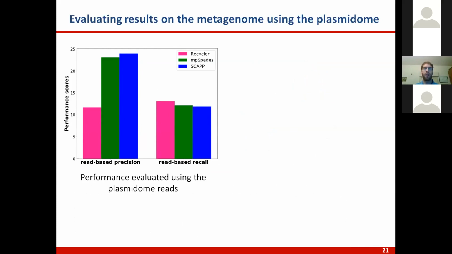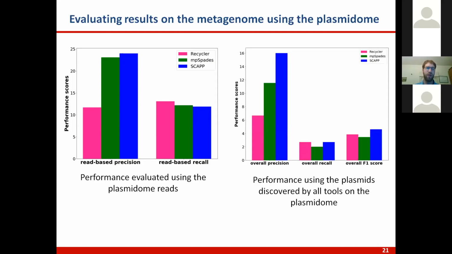Using the parallel data set, we're also able to assemble plasmids from the plasmidome. Since the plasmid sequences have been highly amplified in the sample, we were able to assemble many more such plasmids. We take all of the plasmids assembled by all of the tools in the plasmidome, and we use that as our ground truth set to see whether or not they are assembled by the tools from the metagenome. When we do this, we see that SCAP has the highest precision overall and slightly higher recall. So overall, again, it has the highest F1 score.